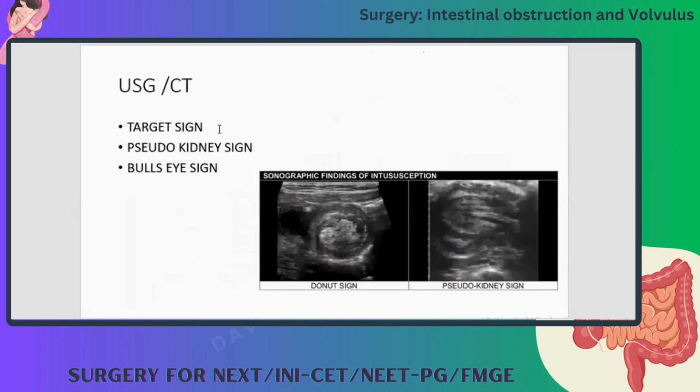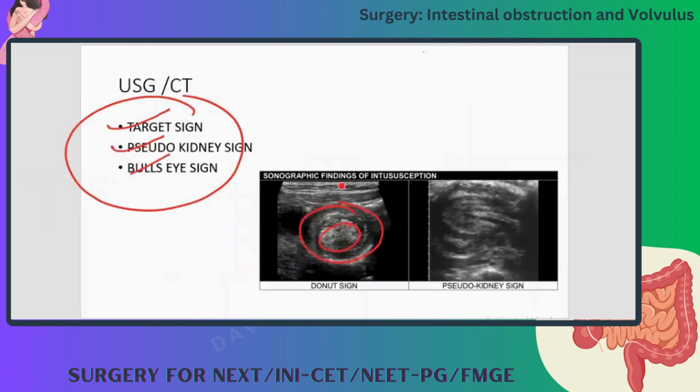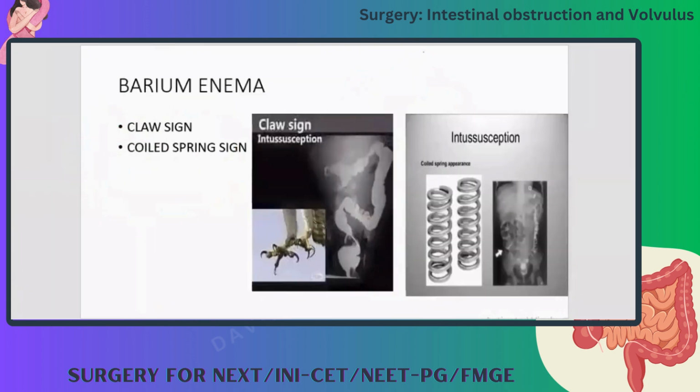And on ultrasound, you can see the target sign, pseudo kidney sign, or bullseye sign. These are the signs on ultrasound. You will hit the target, right? This is the target. And pseudo kidney or bullseye sign. But these are not important for us. What is important is this one.